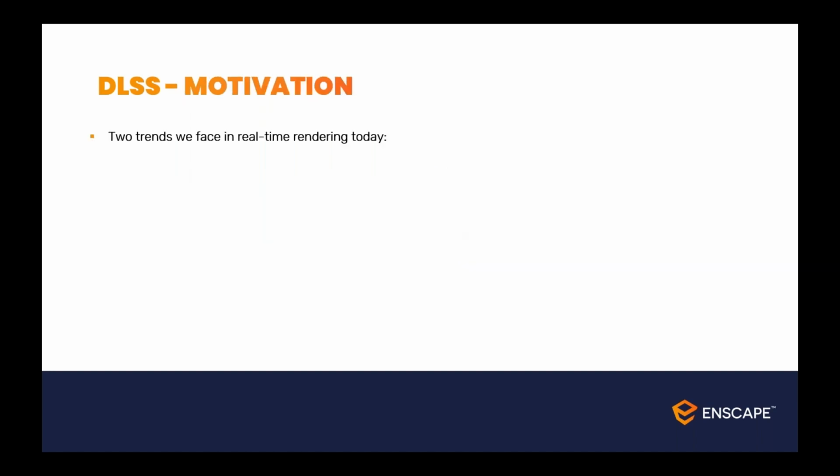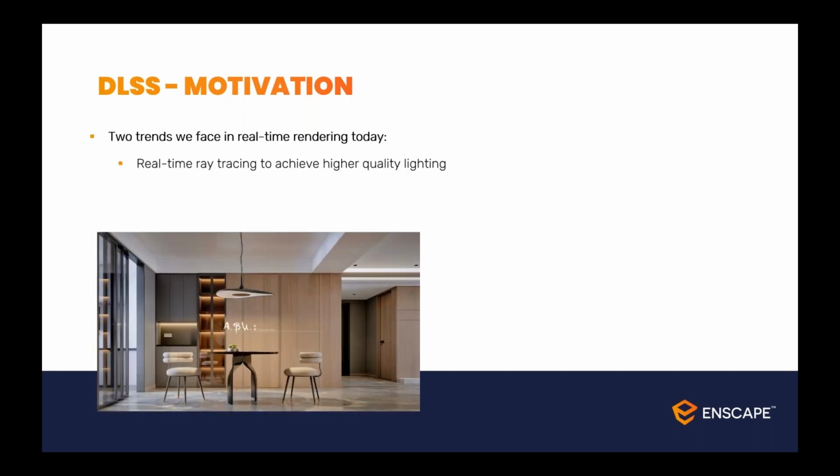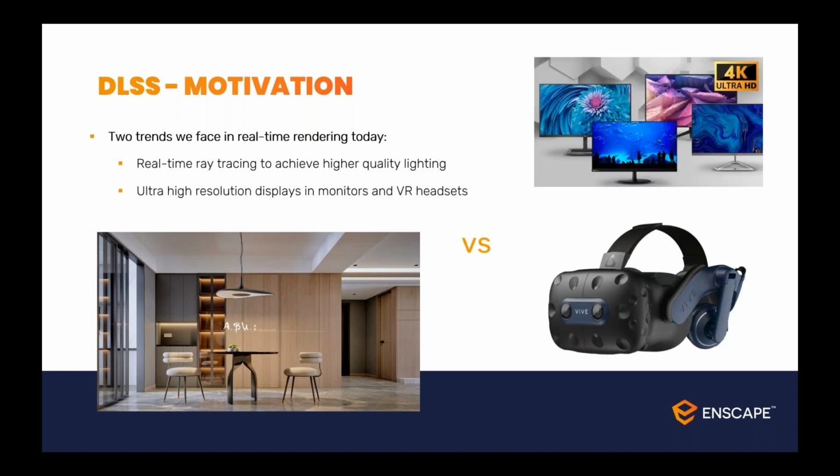So in real-time rendering, we face two trends today. On the one hand, everybody's heard about real-time ray tracing. It allows us to compute such effects as path trace global illumination or reflections, or ray traced sun shadows, for example. But those calculations come still at a relatively high cost, despite the hardware acceleration that we have, for example, with RTX hardware today. On the other hand, there's a trend towards ever higher resolution displays in monitors and VR headsets to provide those super crisp immersive displays.